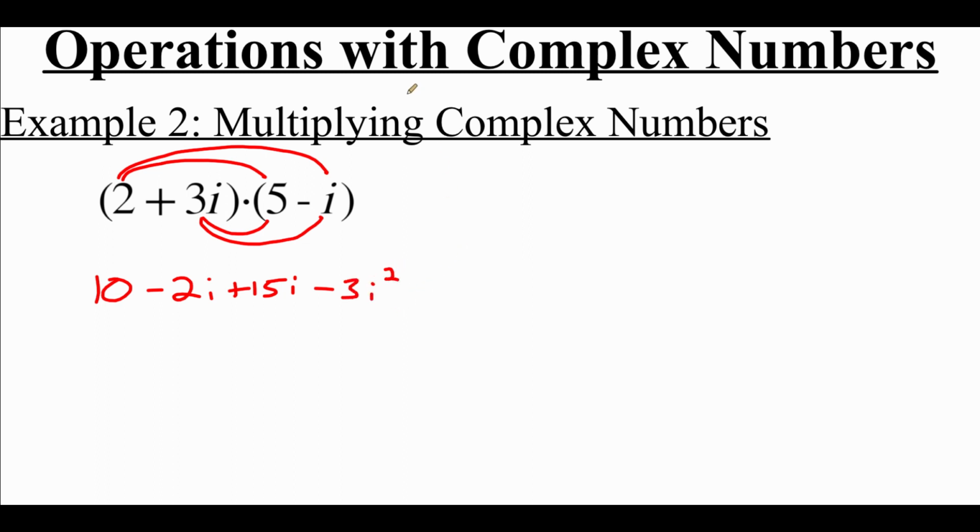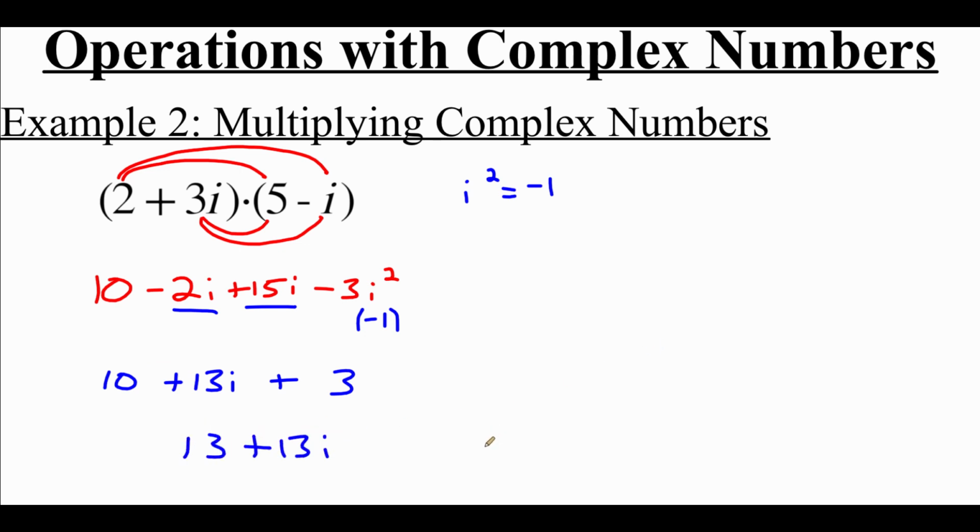Now there is going to be some simplifying that we can do here. What we have to remember is that i squared is the same as negative 1. So in here, with this negative 3i squared, that's really like taking negative 3 times negative 1. So that's going to turn into a positive 3 on the end. We still have that 10 in the front. We can do a little bit of combining like terms with those i's in the middle. So negative 2i plus 15i gives us plus 13i. And then if we combine the 10 and the 3 together, we'll get 13 plus 13i. And we're going to write this in standard form. So we do want the real number to come first and then our imaginary piece to come second.